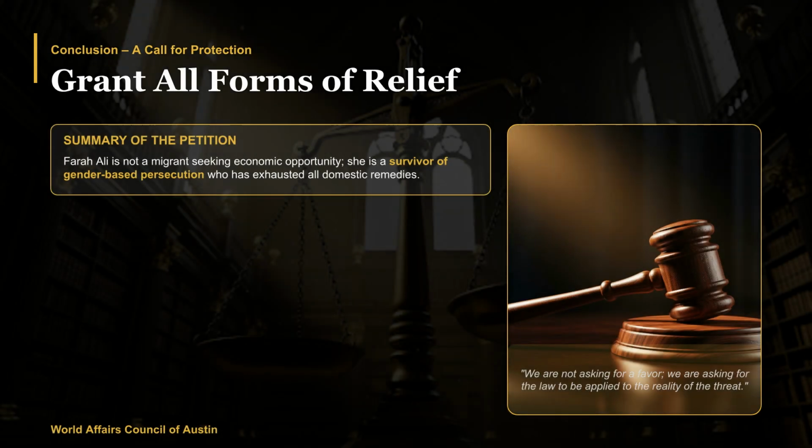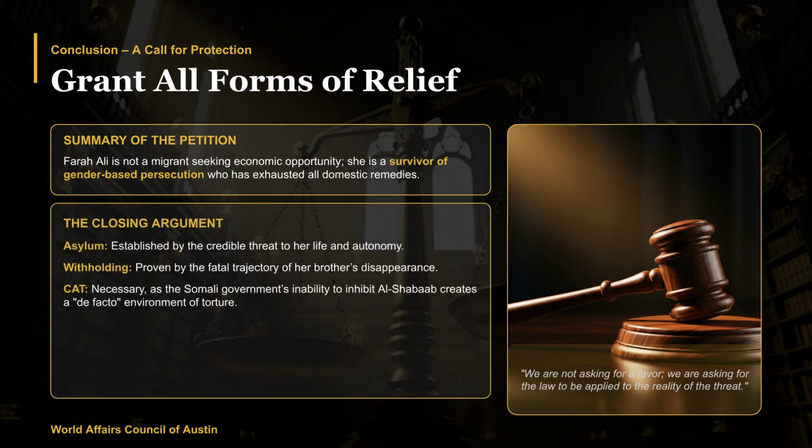In conclusion, Farah Ali is a survivor of gender-based persecution who has exhausted all domestic remedies. We seek all three forms of relief: asylum based on a credible threat, withholding based on her brother's fatal disappearance, and CAT protection, arguing the Somali government's inability to stop al-Shabaab creates a de facto environment of torture.